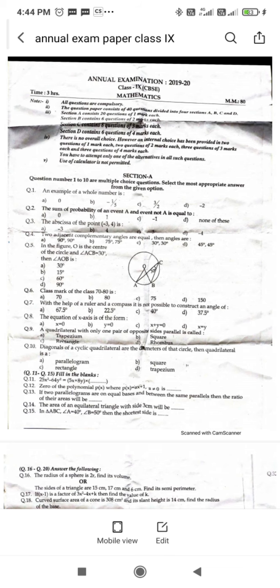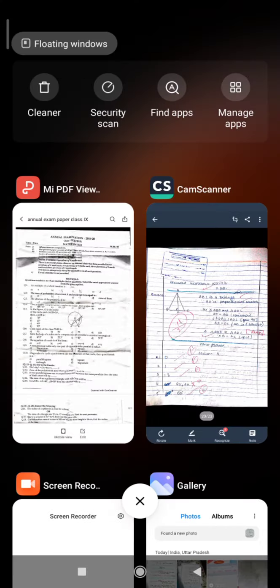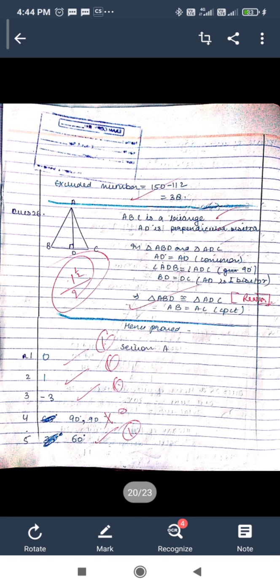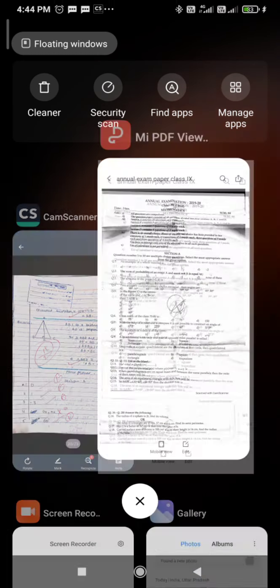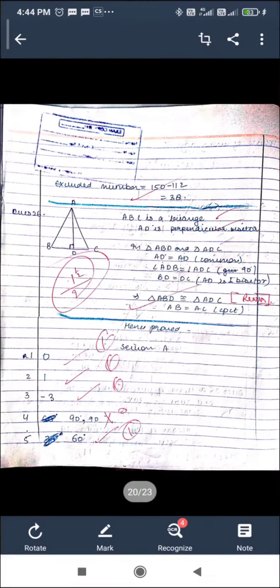Next question, that is in figure O. So angle AOB will be double of angle ACB. Angle at the center is double of angle on the circumference, that is 60 degrees. Okay, and the next question is, with the help of ruler and compass, which is not possible. 40 degrees is not possible.